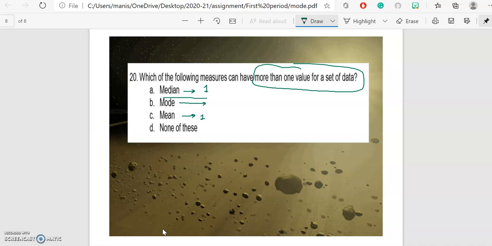So this is the correct choice for this question. Mode is the only measure of central tendency which can have more than one value for a set of data. So option B is the correct answer for this question.